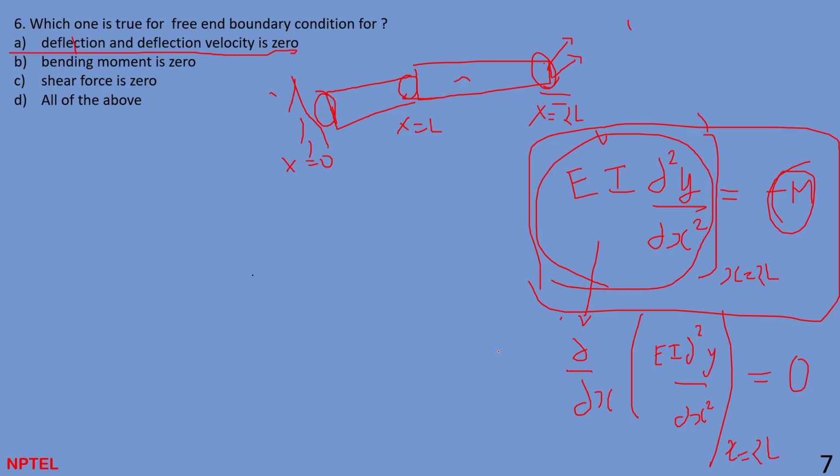So there are two boundary conditions which need to be fulfilled. Here the answer will be bending moment and also shear force. So the answer here is B and C. To remember, there can be multiple correct answers.